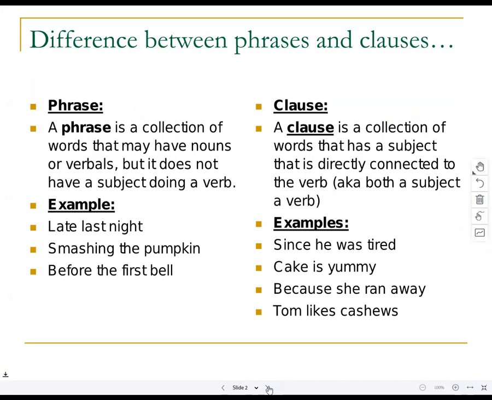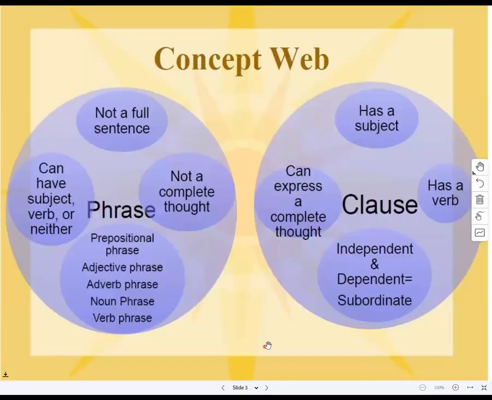However, clause is a bit tricky because there could be two types of clauses, but basically a clause has a verb and it also has a subject which is connected likewise. For example, cake is yummy, this bottle is blue, my water is hot, Tom likes cashews because she ran away. So these are the examples of clauses. Independent clauses जो होते हैं उन्हें sentences भी कहते हैं. Right? Now this is the concept that would make it more clear to you.